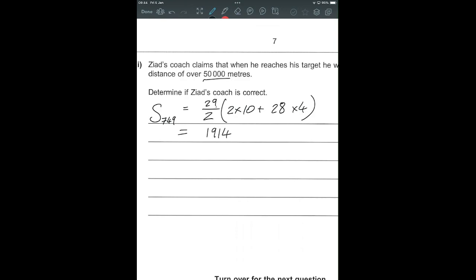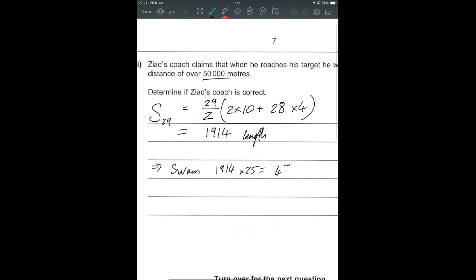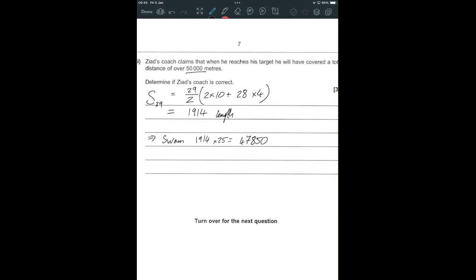So that's, I should also make sure that that subscript's correct. That's 1,914 lengths. Now let's convert that back into meters. So he's going to have swum that times 25 is 47,850. Now that number looks like the question.